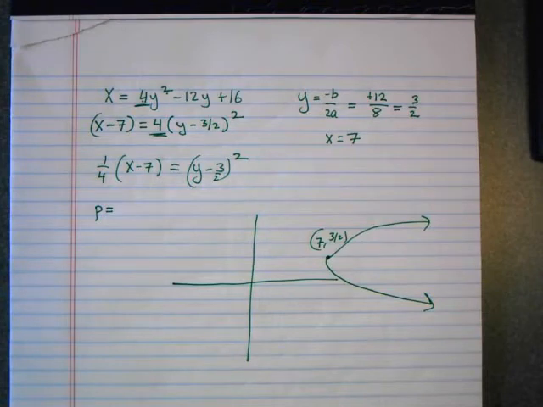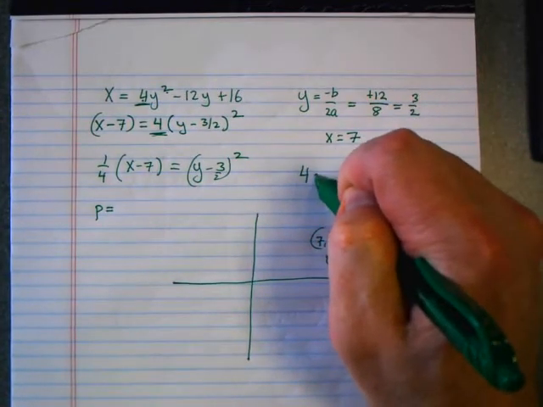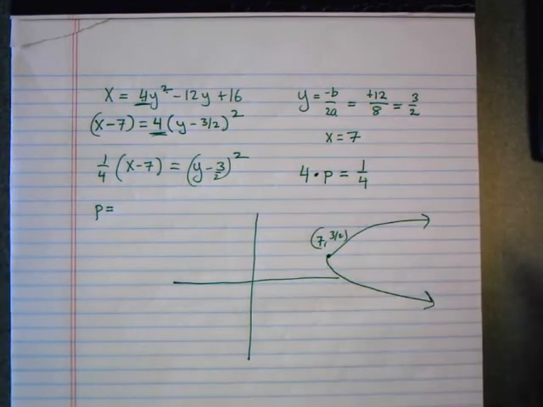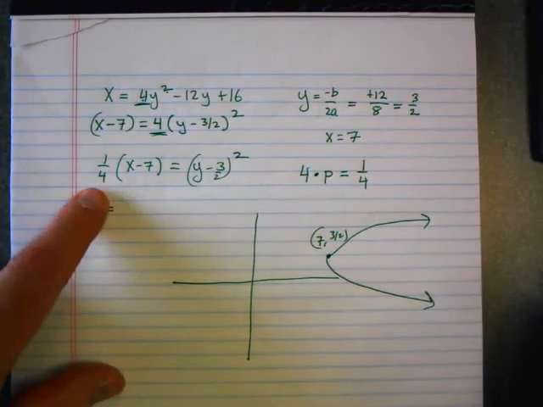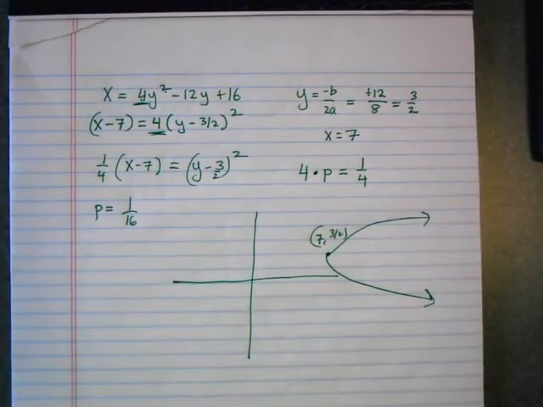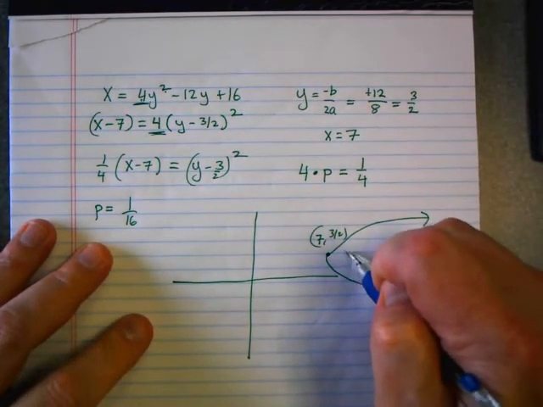$16? Closer. Well, actually it's further away, but I need 4 times p to give me 1/4. I got 1 over 16. P is 1 over 16 of the little fraction. All right, so that tells me my focus is here.